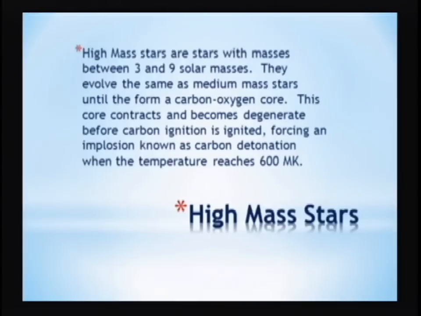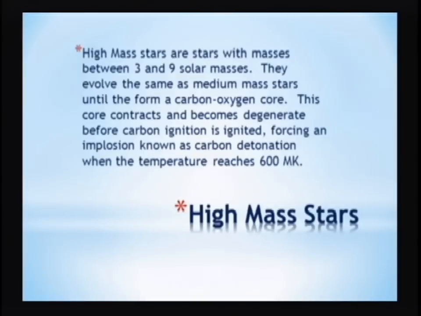So let's talk about these more massive stars. These are between 3 and 9 solar masses. And again, those are somewhat arbitrary numbers. 4 and 9 would work just as well. But they evolve the same way as our medium mass star does until they get to that carbon, because now they're large enough that when the core collapses, they can reach the temperatures and the pressures necessary to fuse carbon. In fact, we're going to find that they can fuse a lot of things.